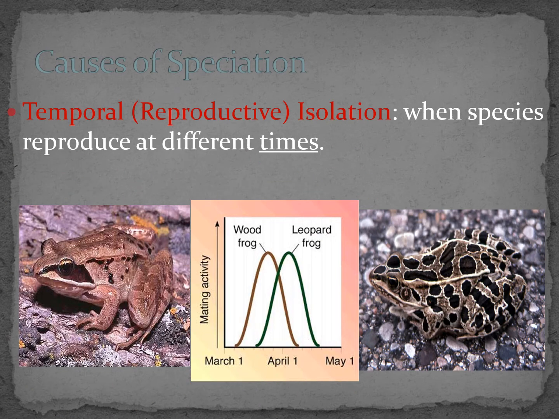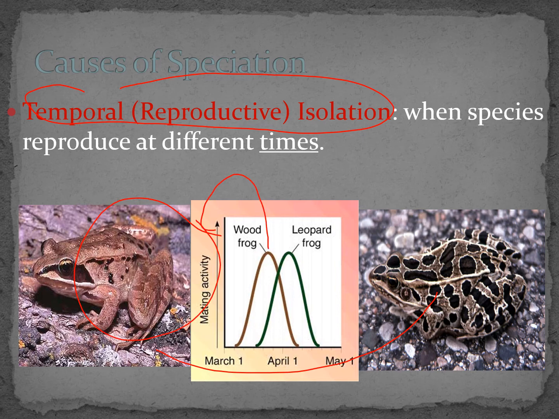This one right here, you have temporal reproductive isolation. This is temporal, when species reproduce at different times. Yes, these are both frogs, but this frog is a wood frog who can only have babies in March, and this one can only have babies in April. So they can have all they want to, but they will never be able to have kids together.